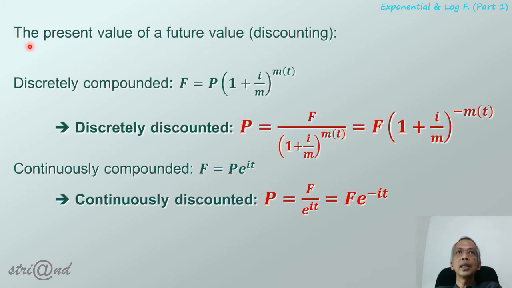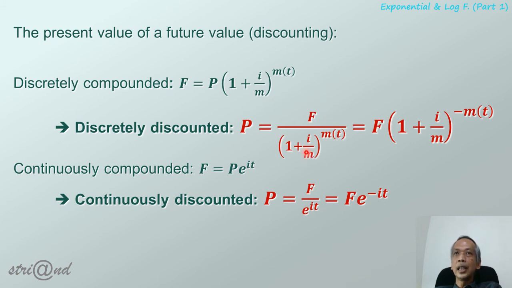In this slide, we're going to discuss the present value of a future value. So instead of compounding, we're going to do discounting. This is the formula from the previous slide. It is for finding the future value from a present value. And then this formula can be rearranged becoming P equals F over (1 + i/m)^(mt). So the P here is moved to the left and the F here is moved to the right. So this is the formula to find present value from a future value.